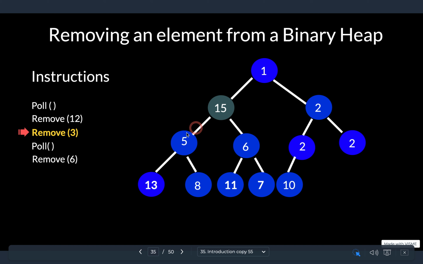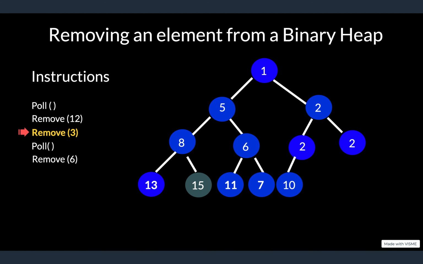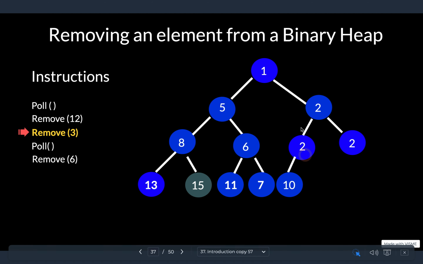So we're going to pick the least child, which is 5, and then we swap like this. Then we pick the least among these two, which is 8, then we swap like this. Okay, so now we have been able to satisfy the binary heap property.